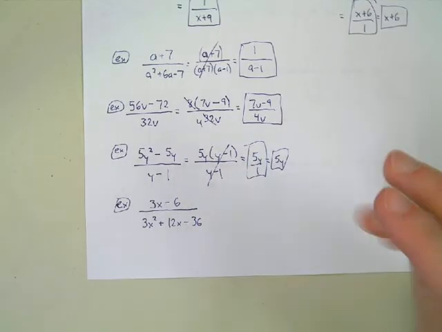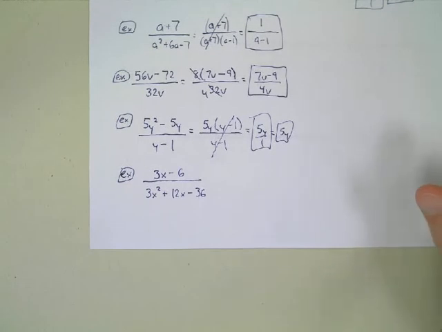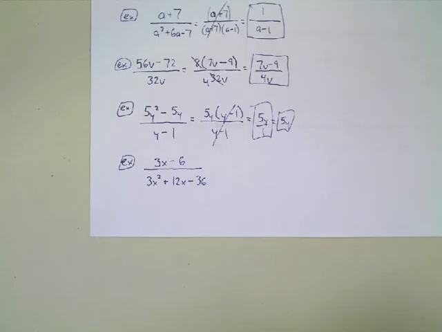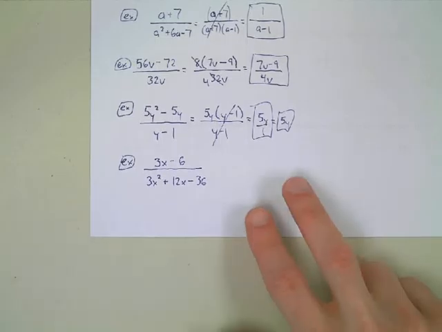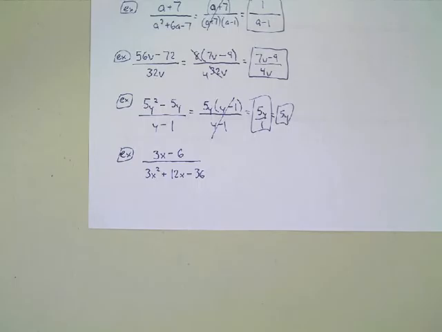Okay, last one here. So we're going to say (3x - 6) over (3x² + 12x - 36). Okay, so let's kind of consider this one right here.